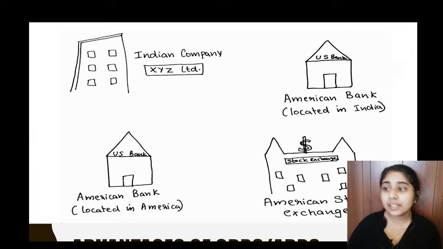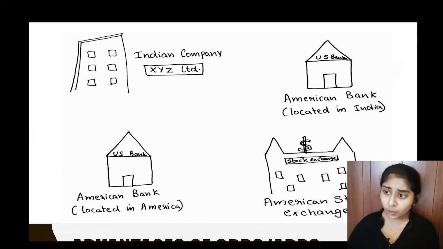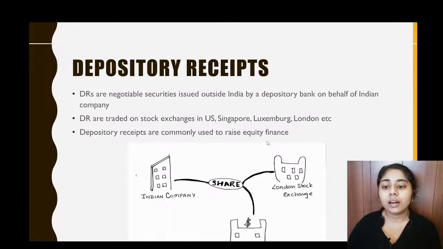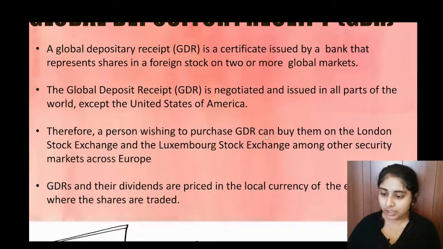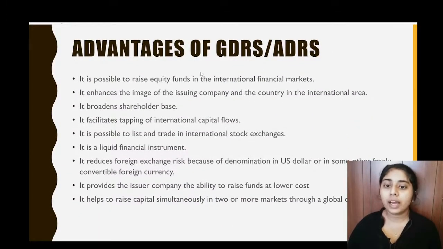So, if it is issued in the London Stock Exchange or Luxembourg Stock Exchange, it is issued through GDR, that is Global Deposit Receipt. And if money is to be raised or shares have to be issued in the American Stock Exchange, then they issue American Deposit Receipt, that is ADR. I hope it's clear to you all. So that is the main thing of a deposit receipt. A deposit receipt is a negotiable instrument or security which is issued outside India by a depository bank on behalf of an Indian company. And this deposit receipt is classified into two: global deposit receipt as well as American deposit receipt. Now we can see what the advantages of GDR or ADRs are.